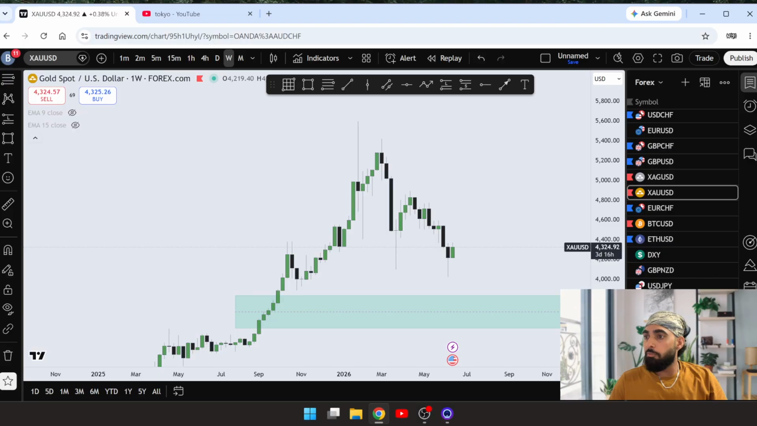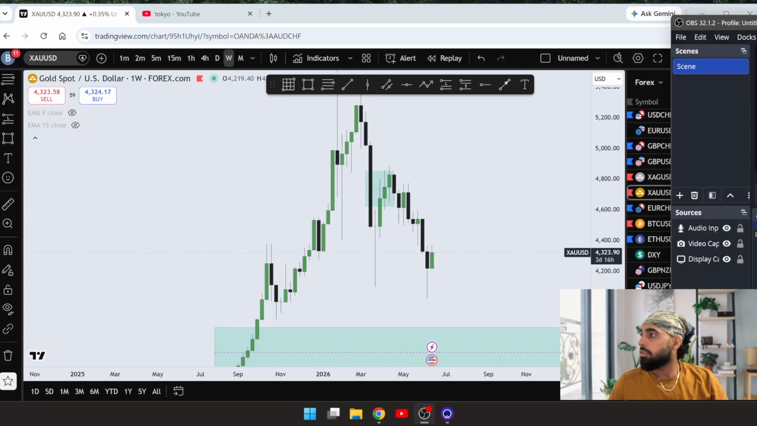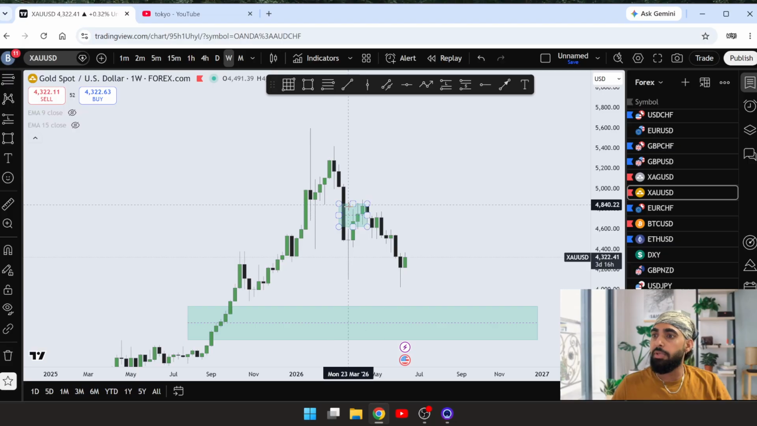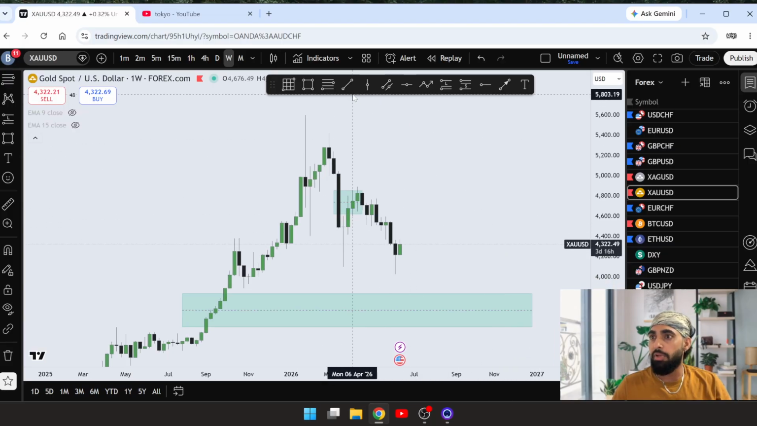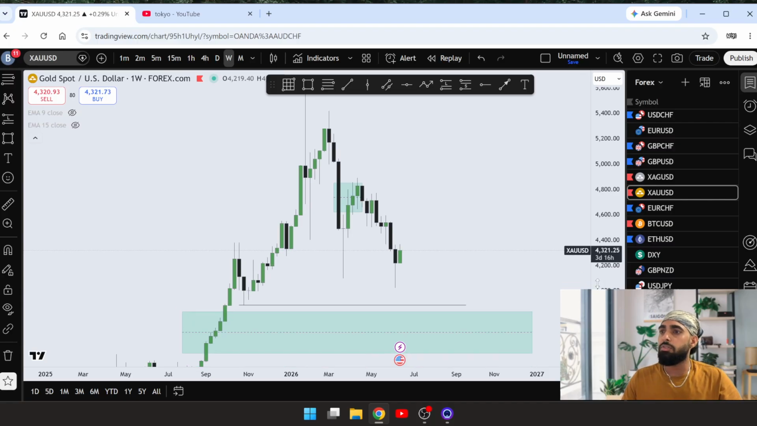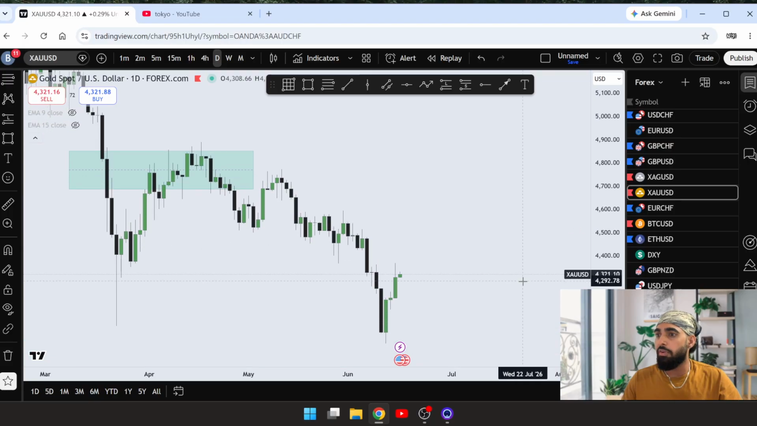On the weekly time frame, what I see is there is still no fair value gap here, and this one was used. Price has already been to this fair value gap. Price action is actually very bearish, and this could be the target on the weekly time frame because it's bearish now. I don't see anything else on the weekly time frame, so let's just go on the daily time frame.